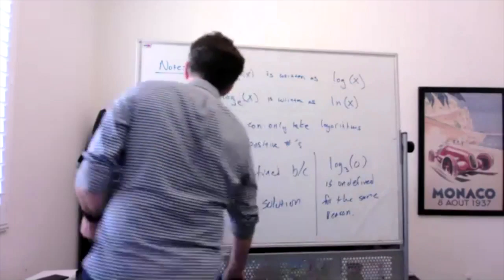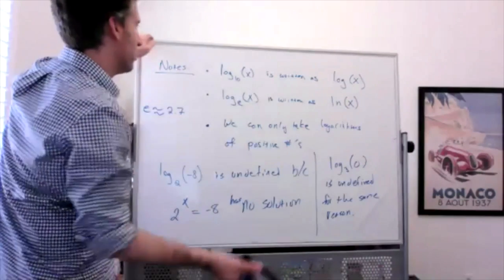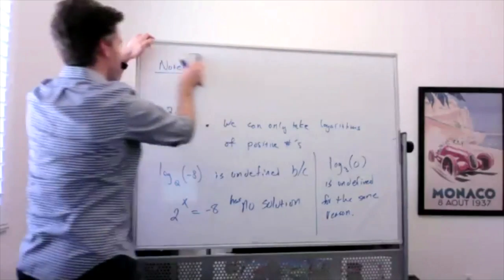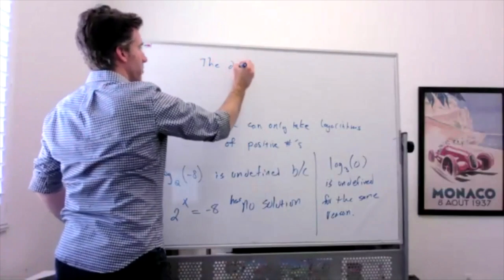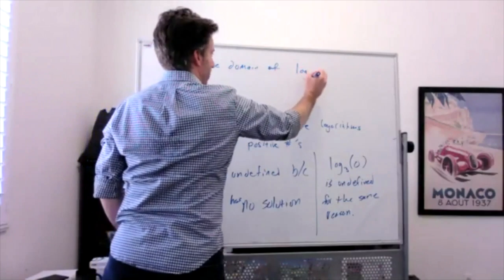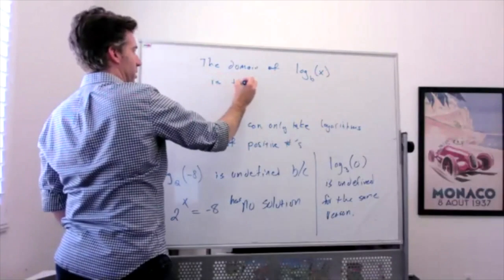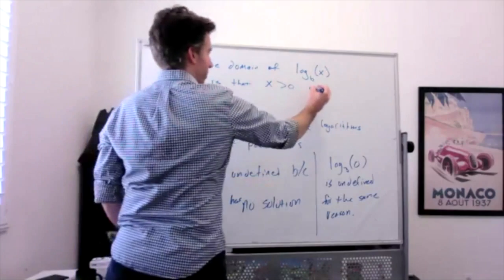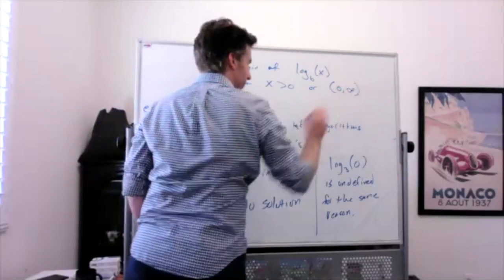Another way to say this, running out of room here, I'm going to erase the top stuff. Another way to say this is that the domain of log base b of x is that x has to be positive, so that x is strictly greater than 0. Or if you prefer interval notation, it's everything from 0 exclusive to infinity.